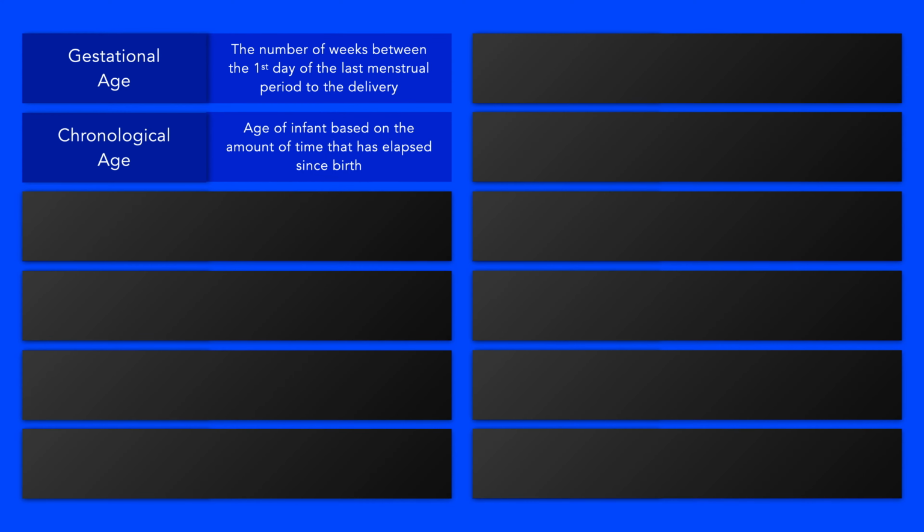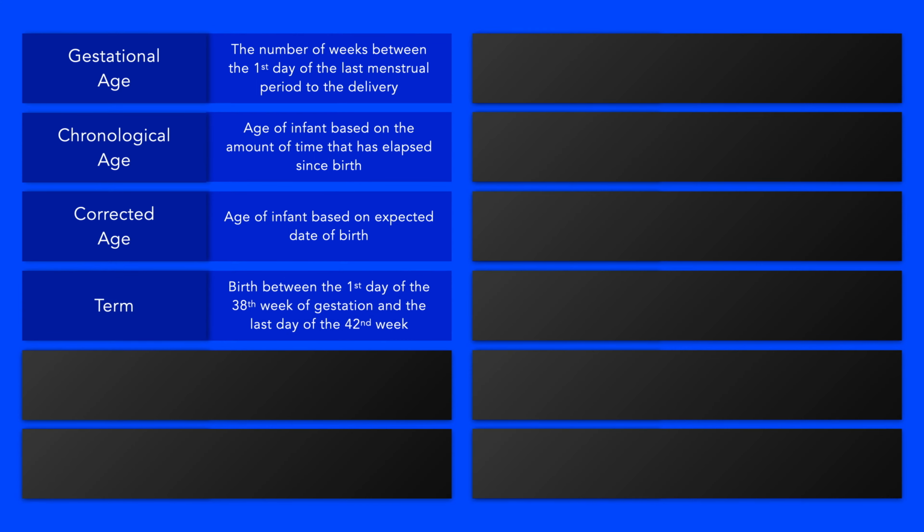The chronological age is simply the age of the infant based on the amount of time that has elapsed since birth. The corrected age is the age of the child based on the expected date of delivery, that is, if the pregnancy had gone to term. To determine the corrected age, subtract the number of weeks born before 40 weeks gestation from the chronological age.